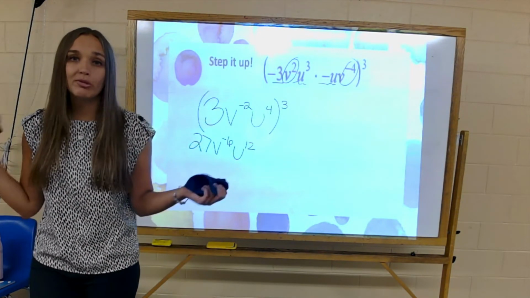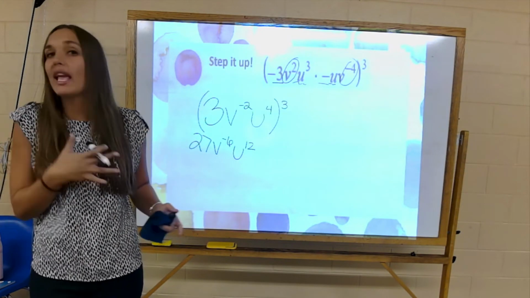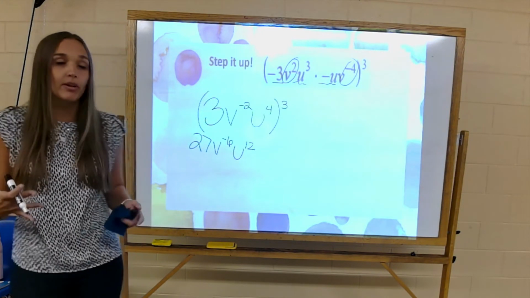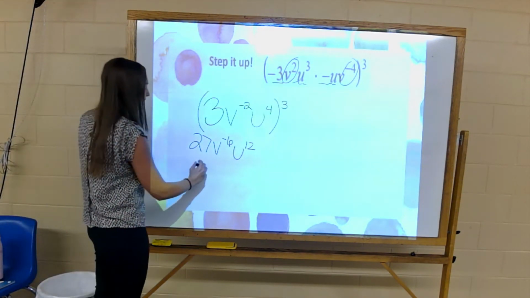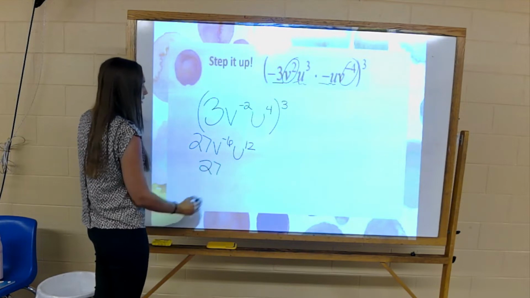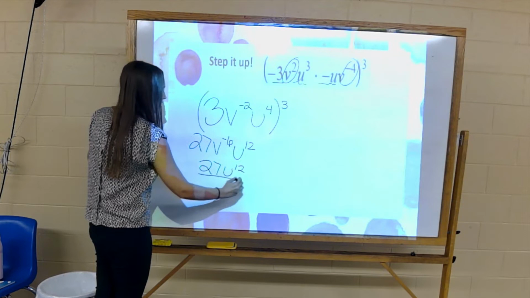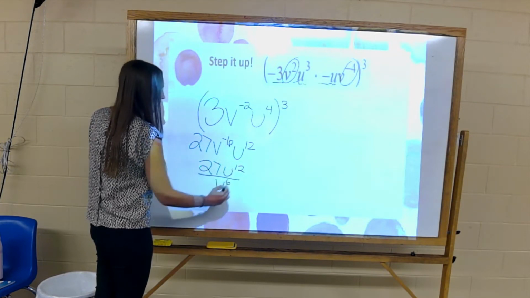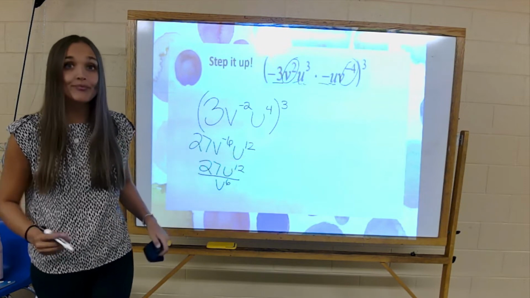And before, we would just leave it as is. That's our final answer. However, we are so smart now, we know that we can't have negative exponents for this to be proper. So I'm going to take my negative exponent and put it to the denominator. So 27 is going to stay where it is. u to the 12th is also a positive exponent. And then I'm going to put it all divided by v to the 6th. I took my negative exponent and put it into the denominator.